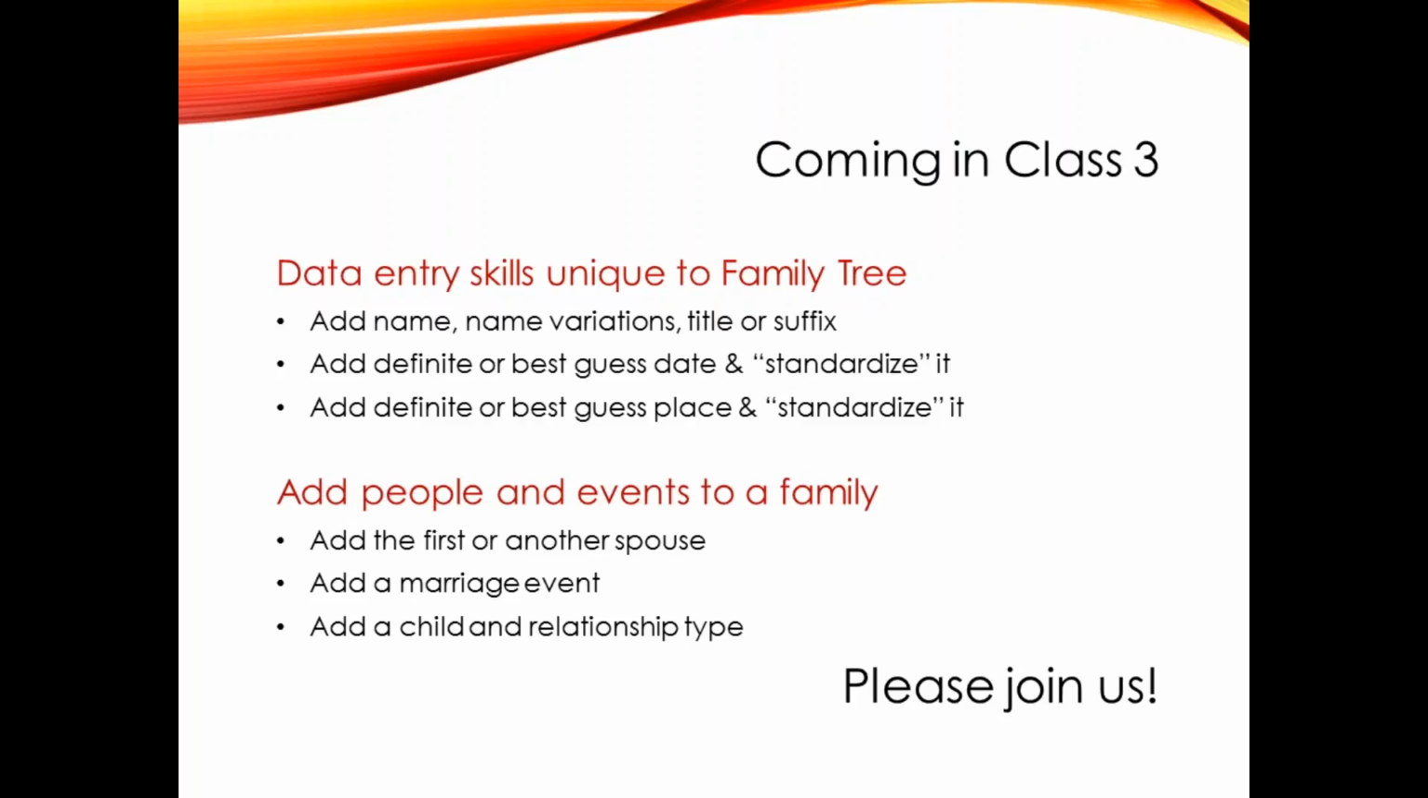Coming in our next class is the data entry skills that are unique to Family Tree. We're going to practice adding a name and name variations, including titles or suffixes. We're going to add a definite or a best guess date and what they call standardizing it, which means that the database can read it and match it with someone else's entry. We're going to learn how to add a definite or best guess place and standardize it.